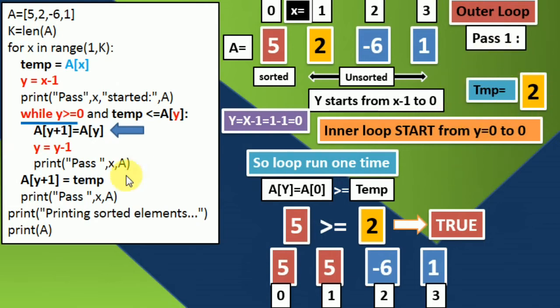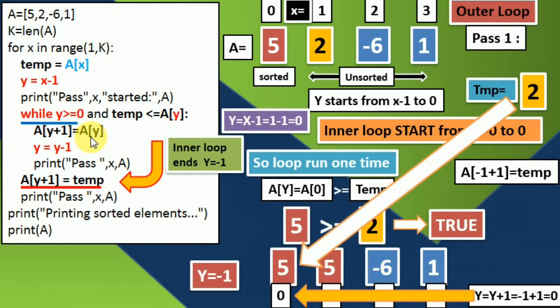Now y equals y minus 1. This line is going to be executed. So this loop is going to be finished. When it comes out, this is a very important thing. It comes out, y is at 0 and y minus 1 moves this y to a negative value, because when the loop finishes, that time this line is also going to be executed. So 0 minus 1 is going to be minus 1.